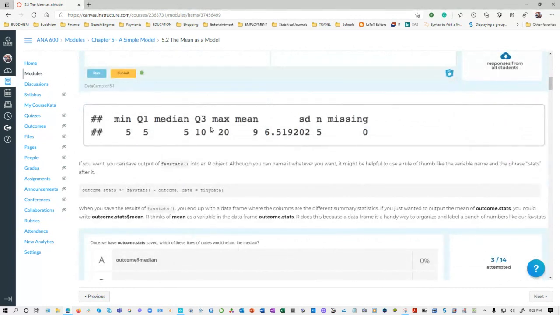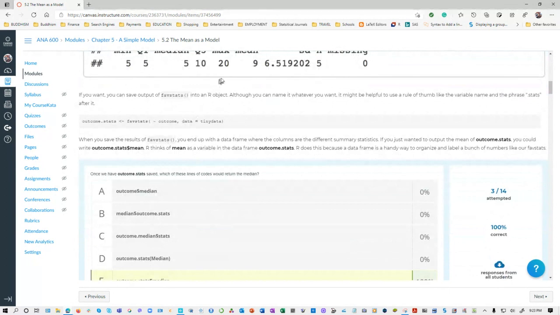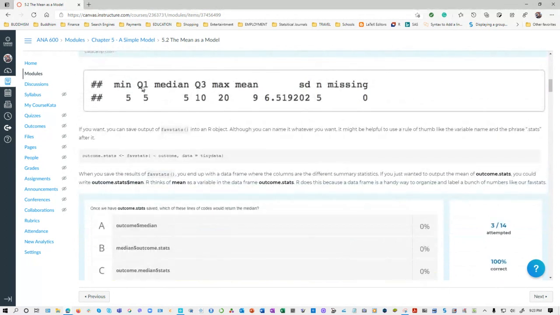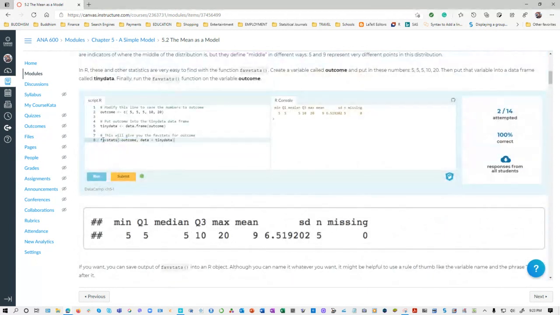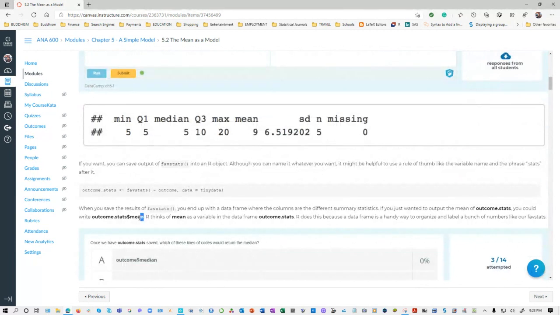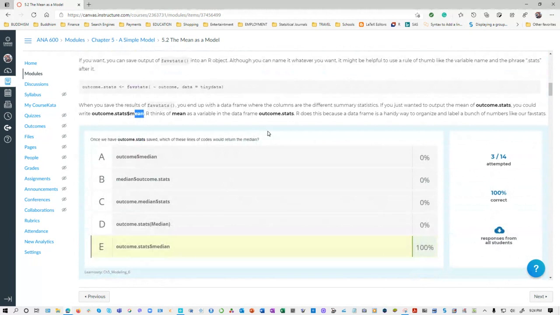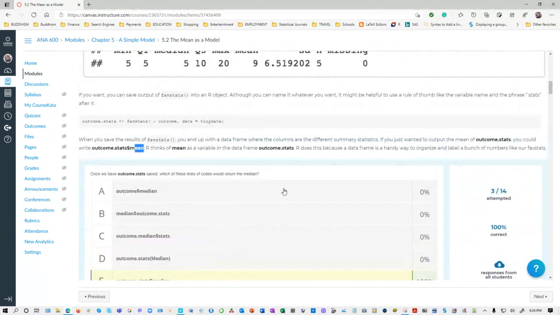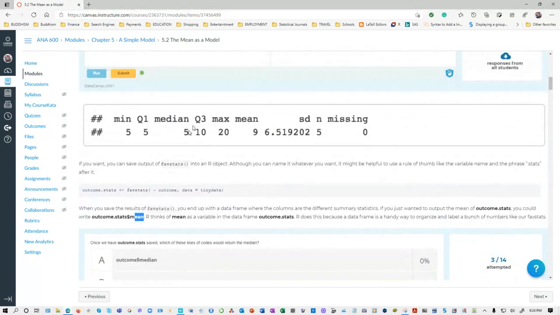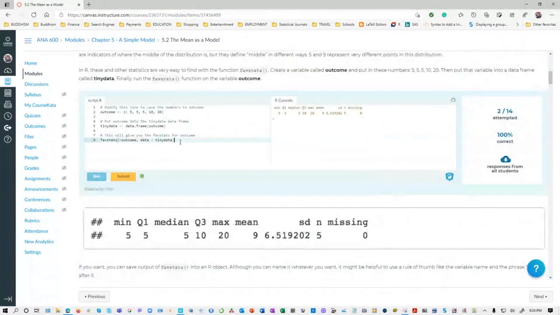5, 5, 5, 10, 20, 9. This favstats result is like a data set. Within that data, you can go to that variable; it's going to consider these as variables. If you go to the name where this has been saved and read the mean inside that one, that would give you the mean. You go to the outcome stats. If you need the median, you do the same thing.